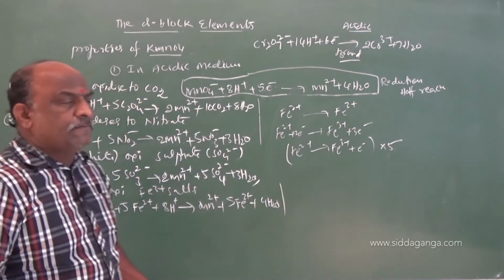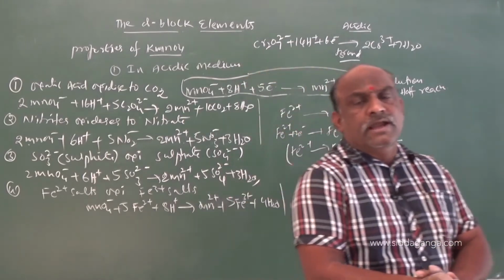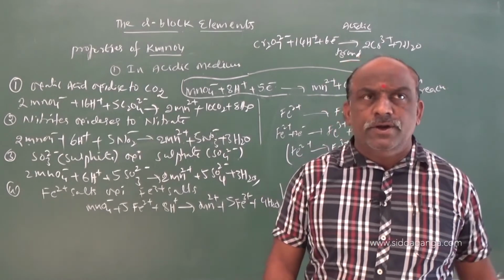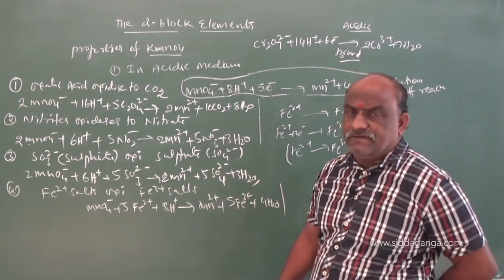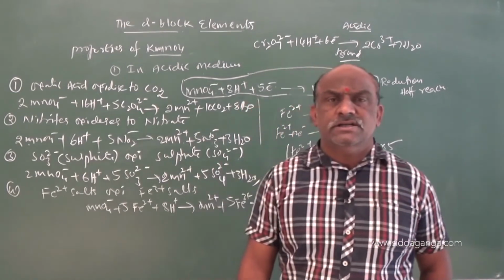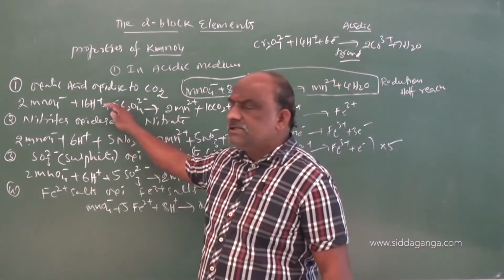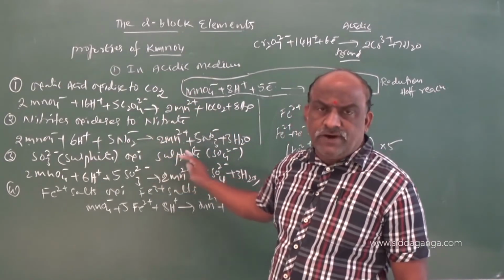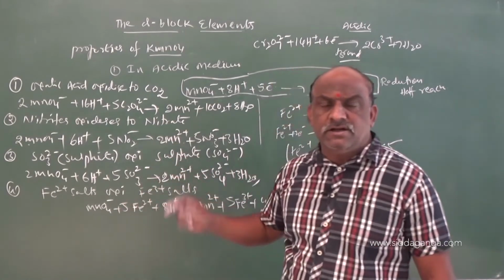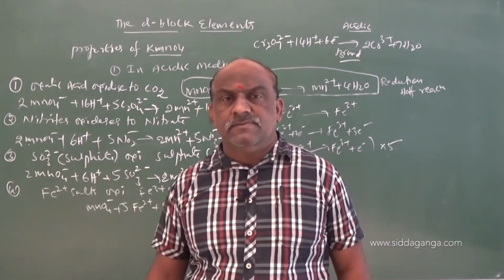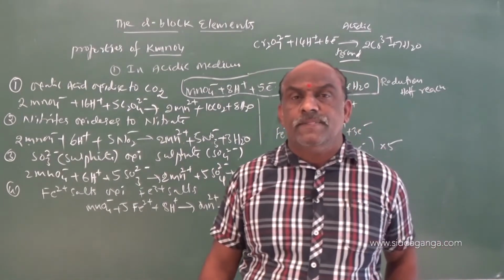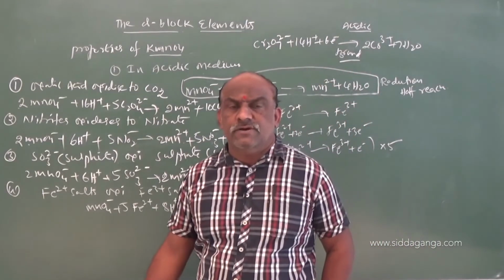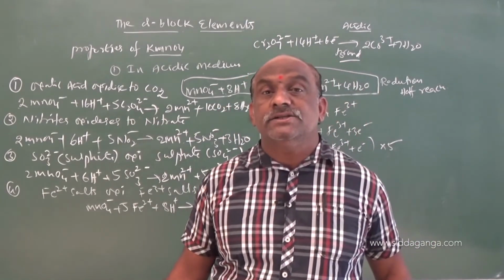Reactions like this are very important for board as well as competitive point of view, so you should revise these equations. Potassium permanganate acts as a strong oxidizing agent. It oxidizes oxalic acid to carbon dioxide, nitrite ions to nitrate ions, sulfite ions to sulfate ions, ferrous ions to ferric salts, stannous salts to stannic salts, sulfide to sulfur. Sulfide means H2S; H2S is oxidized to sulfur. Iodide I minus to I2.